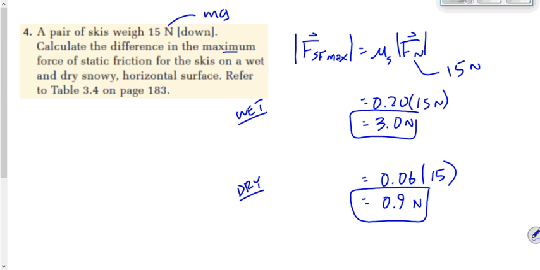Now, technically, we're looking for the difference, right? So what's the difference? 2.1 newtons, right?